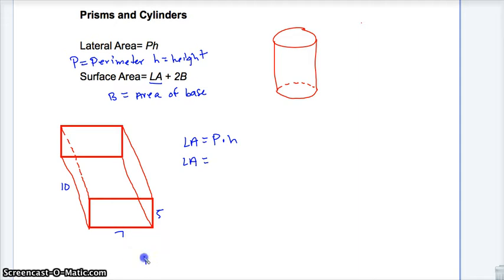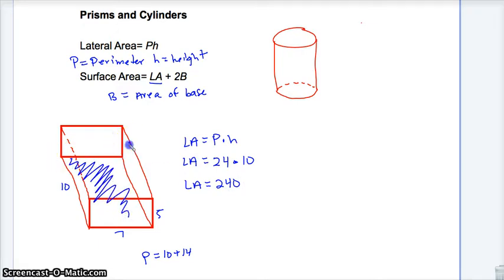So, to find the perimeter, we've got 10 plus 14, because our base is a rectangle here. So our perimeter is 24. And our height was given to us, which is 10. So my lateral area of this prism is 240. Now, remember, the lateral area represents everything on the sides.